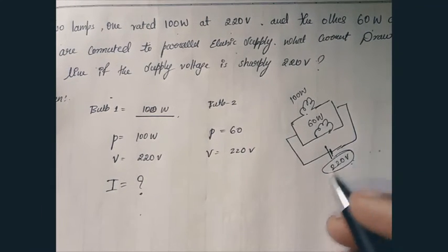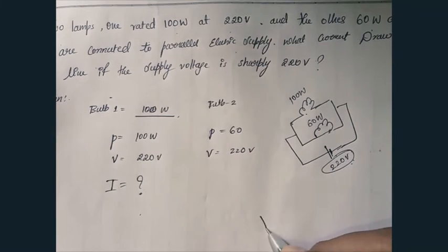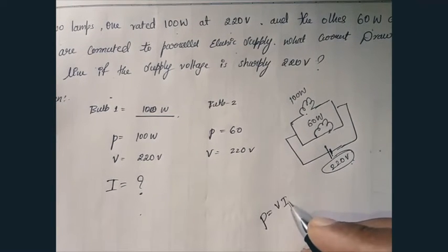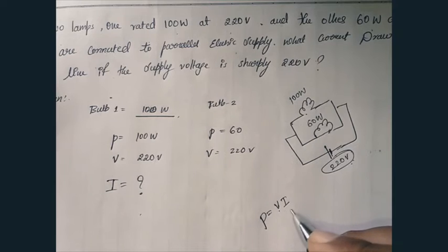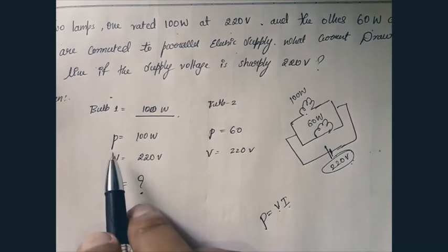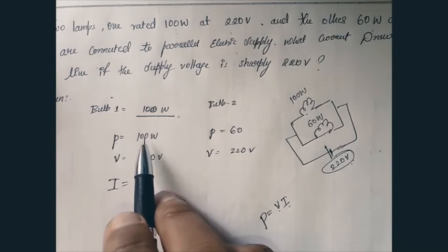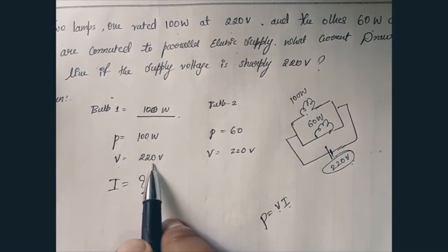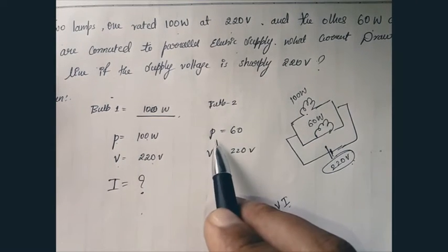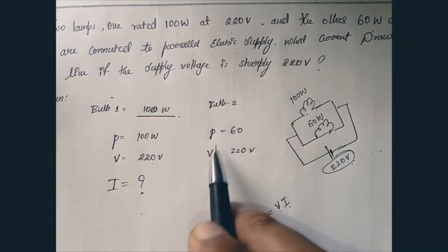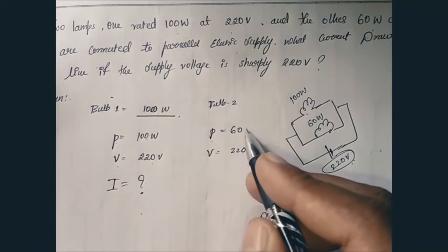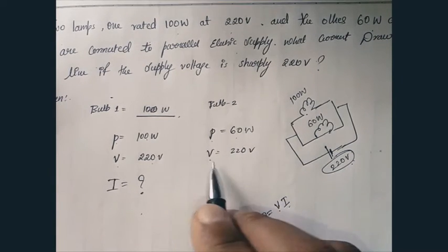We know that here P is equal to VI. So power is equal to potential difference into current. They have given power P is equal to 100 watt, V is equal to 220 volts for bulb 1, and for bulb 2, P is equal to 60 watt and V is equal to 220 volts.